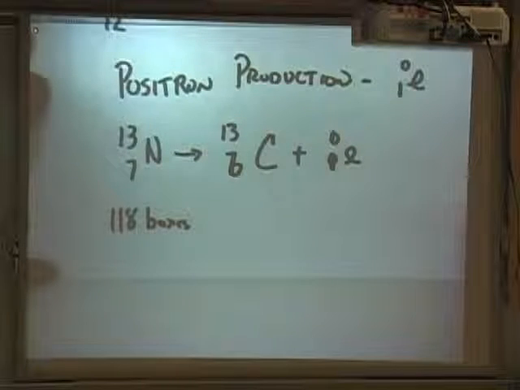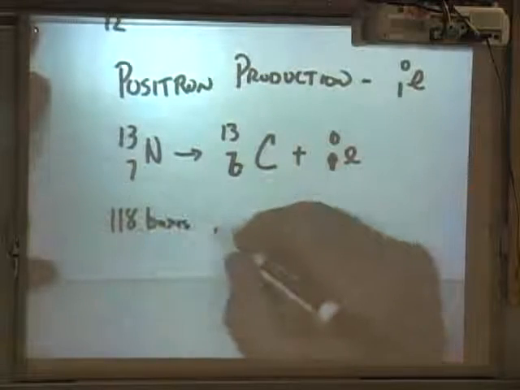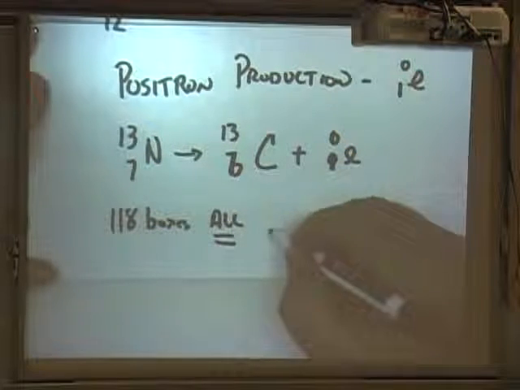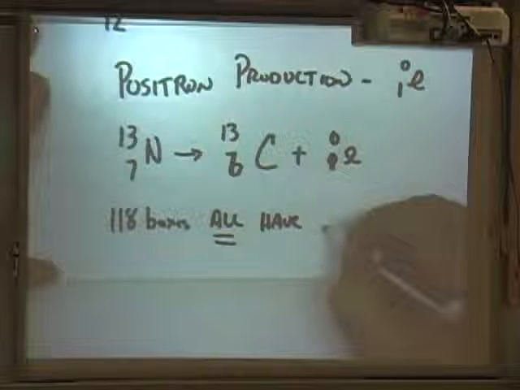So let's just say there's 118 elements. Of those 118 elements, all have isotopes.